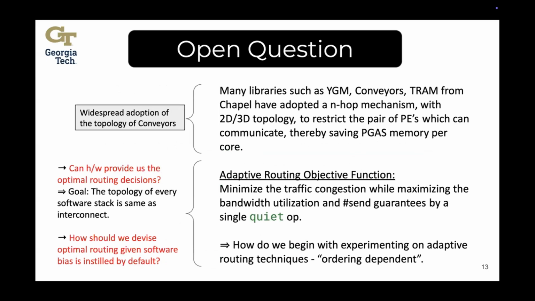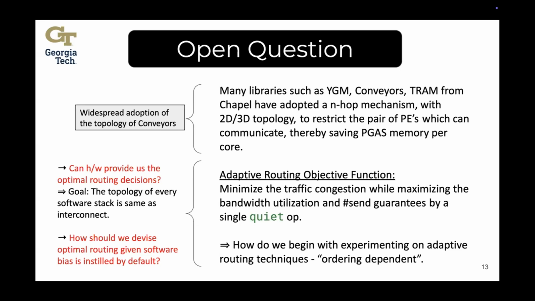So here are the open questions, which pertain more towards the routing behavior, and as I showed in the previous slide, the trade-off that we are trying to discuss. The first point that we would like to note is many libraries such as YGM, Converse, and TRAM from Charm++ have adopted this topology and this n-hop mechanism of communication with 2D and 3D topologies. Some of them are MPI based and some of them are PGAS based.